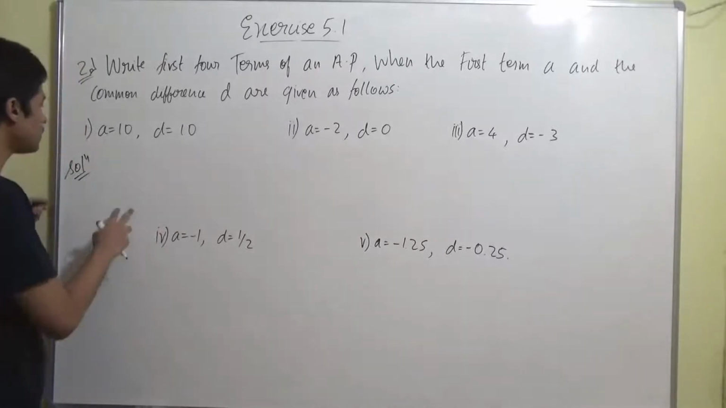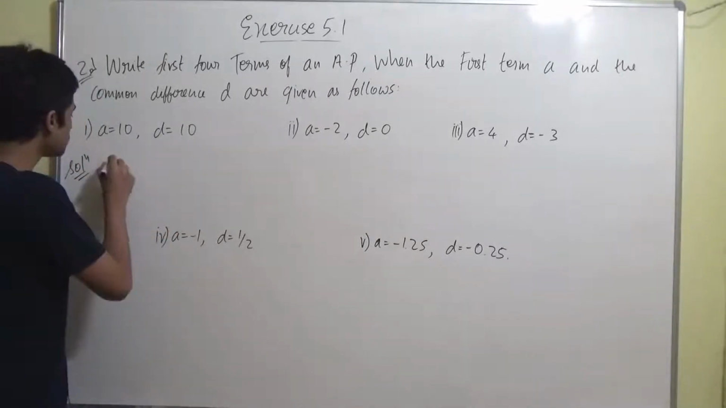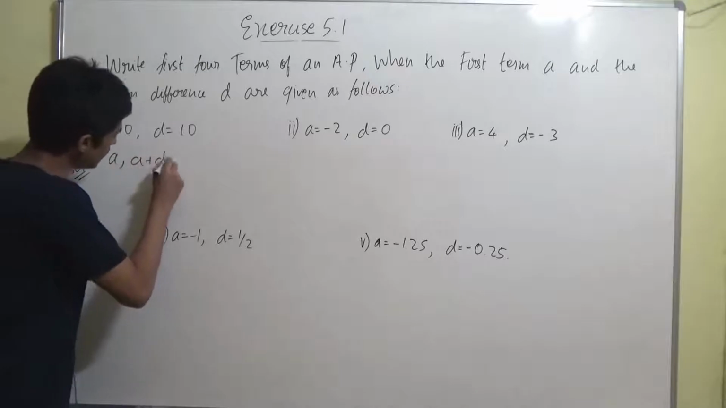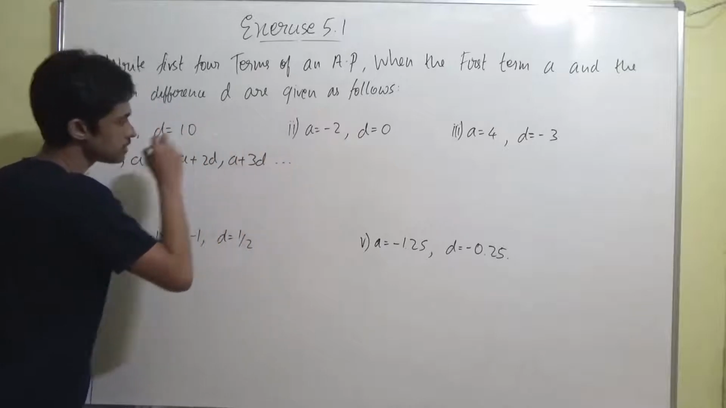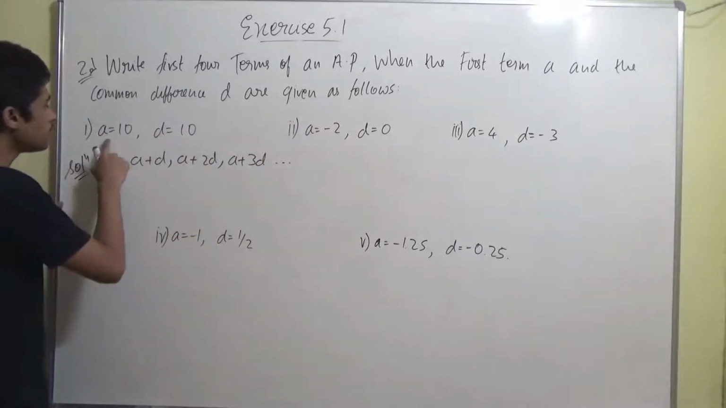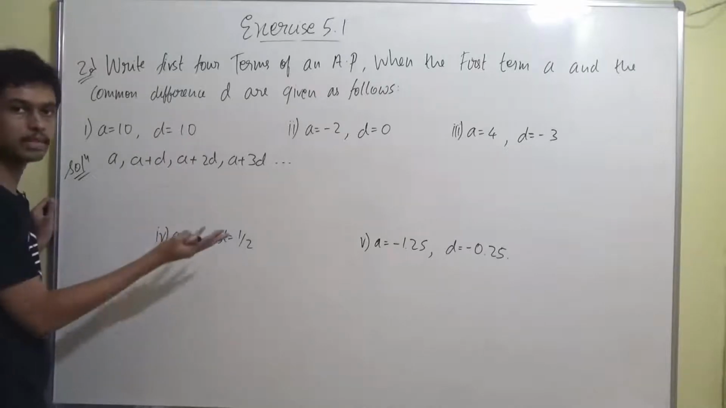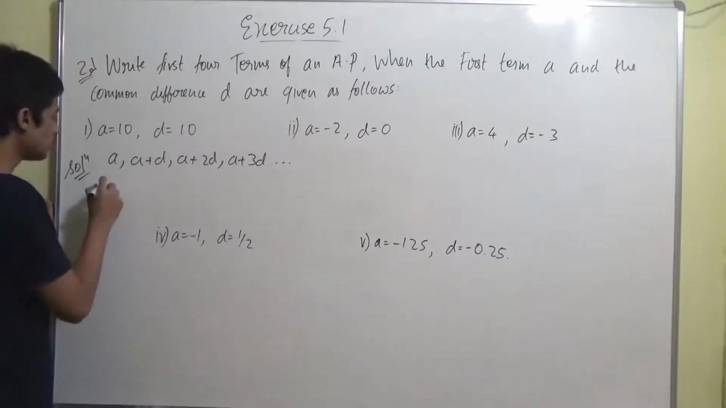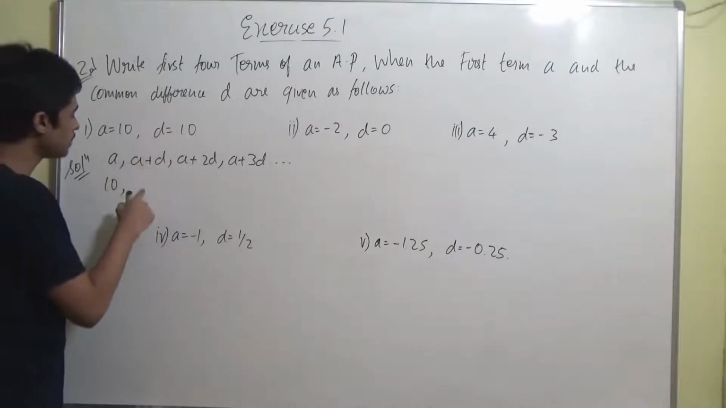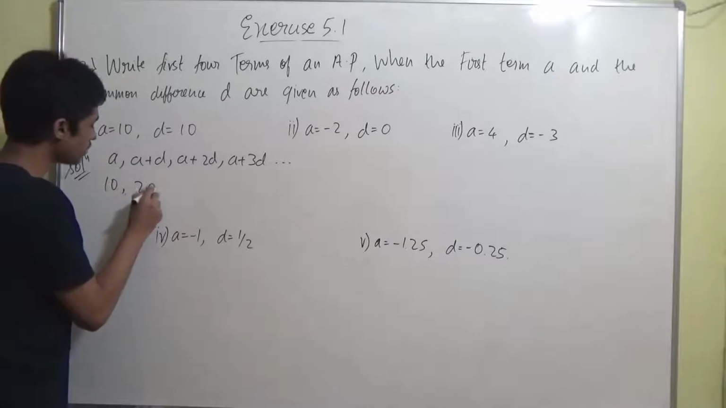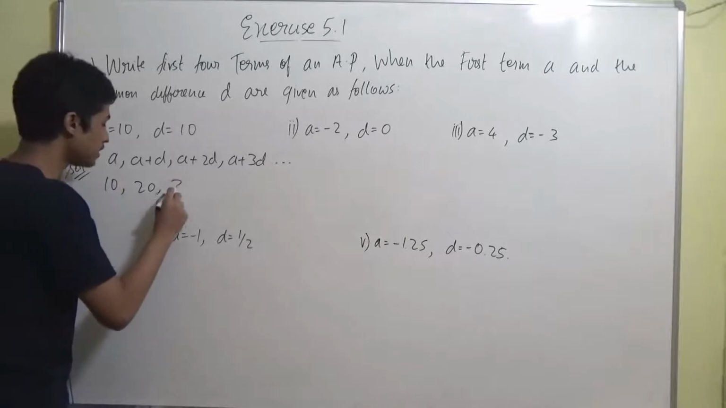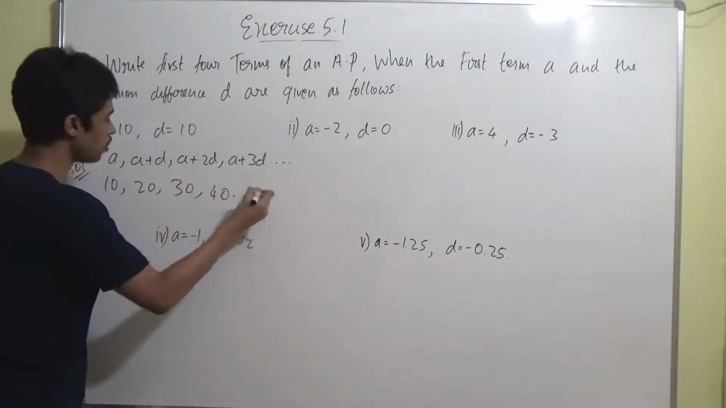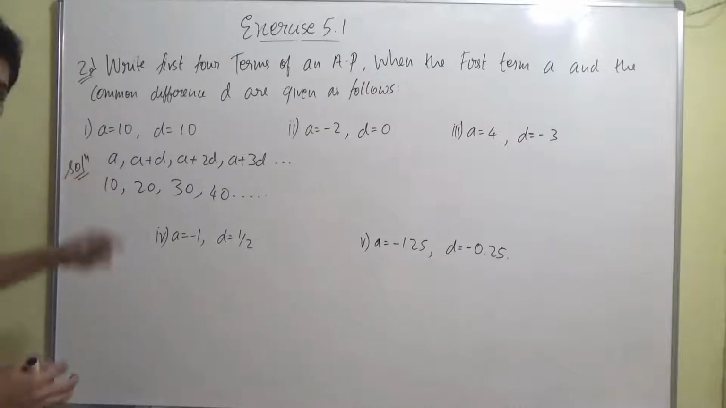What is the general form of an AP, guys? AP is like A, A plus D, A plus 2D, A plus 3D, and so on. This is the general form of an AP, right? So if you put the values of A and D in this general form, you will get the AP automatically, right? So let's put the values. This is going to become A, just A, that is 10. Then A plus D, that is 10 plus 10, 20. Then 10 plus 2 into 10, 10 plus 20, that is 30, then 40, and so on. Getting it, guys? So this is the AP when A is 10 and D is 10.